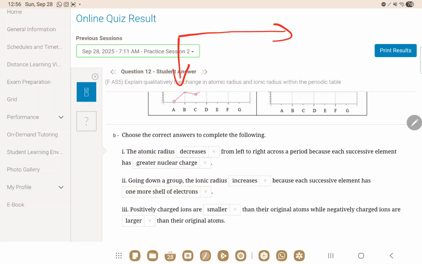Positively charged ions are smaller than the original atoms, whereas negatively charged ions are larger. I explained this in the quiz, and either way, we already had a periodic table lesson on this, so I'm assuming everyone knows this from the periodic table. Moving on.